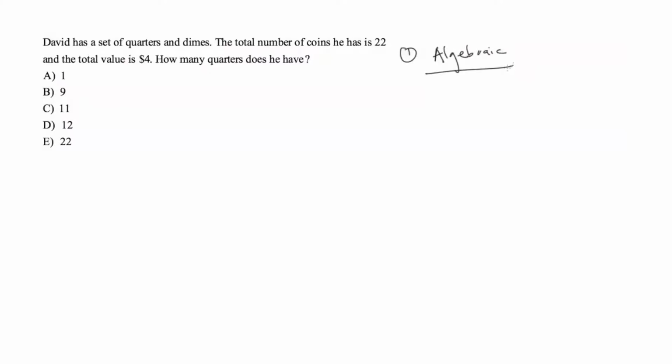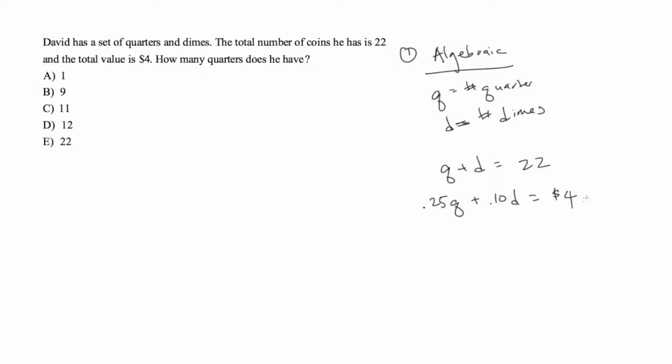The algebraic way is to come up with two equations. In this case, he has a set of quarters and dimes. So let's say Q represents the number of quarters that he has, and D will represent the number of dimes that David has. The total number of quarters plus dimes is 22, and the total value is $4. So 0.25 times Q gives us how much the quarters are worth, plus 0.10 D, and that's equal to $4.